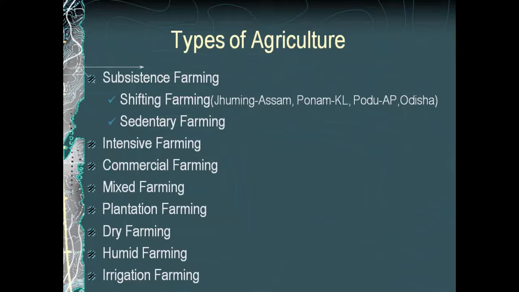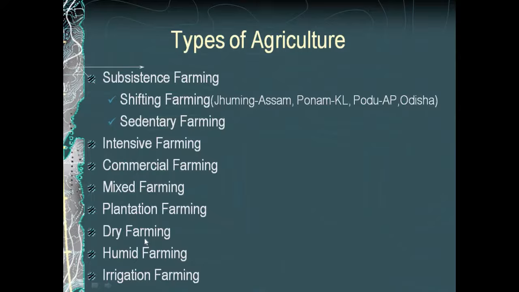Together with the cultivation of crops, livestock rearing is called mixed farming. Here they can manage, if the agriculture fails, then they can manage their income with other jobs or livestock rearing. So nowadays mixed farming is becoming popular.